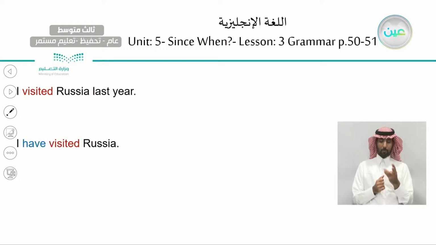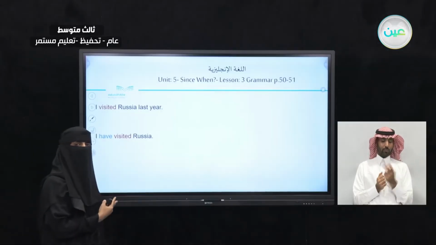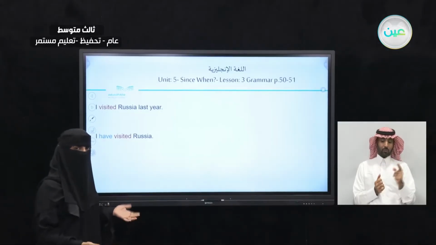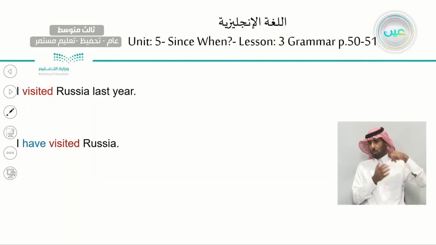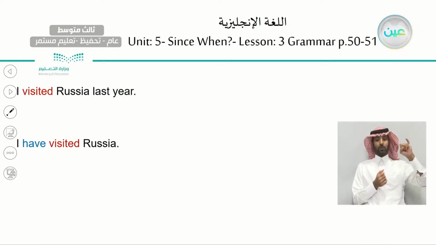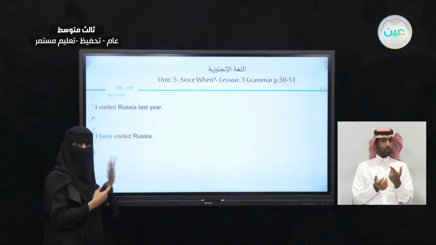Look at these two sentences. It's not part of your book. Focus here with me. The first sentence, I visited Russia last year. And the second sentence is, I have visited Russia. What is the difference between the two? What do you notice? Can you tell me the difference between the two? Excellent. Here we have visited only, which is past simple. And here we have have visited. Okay? What else? Can you see another difference?